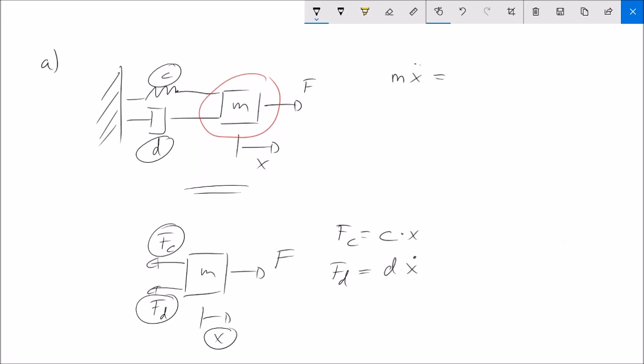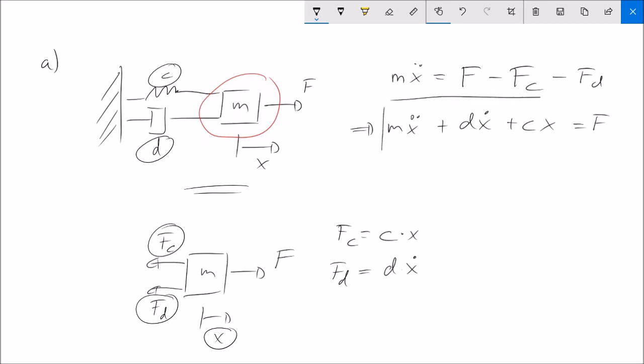With these forces we can now complete the differential equation, and this is simply F minus Fc minus Fd. We can then rearrange this equation to the following: M x dot dot plus D x dot plus C x is equal to F. And this is our differential equation we will use in order to generate our parameterized trajectory generator.